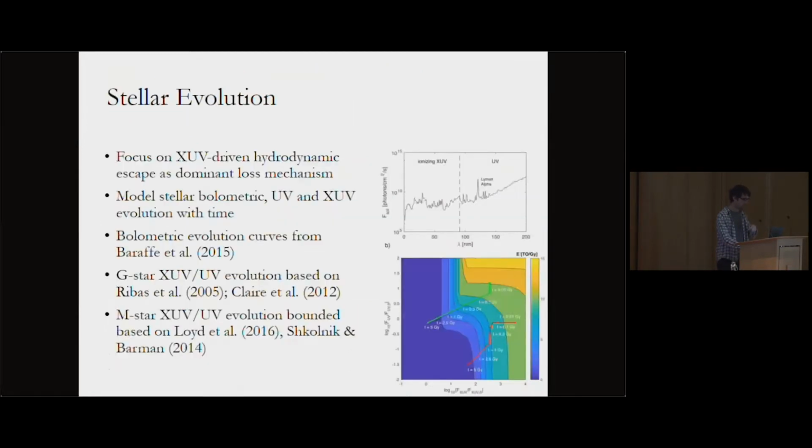So now I want to go through these different components one by one and say in brief terms what we did. The first is the stellar evolution part. We focused on XUV-driven hydrodynamic escape, and for this you need UV and XUV evolution versus time along with the bolometric curves. We use these sources for this information. I will just add that for the M dwarfs in particular, this is a case where more data is still really needed. We did the best that we could, but it's going to be absolutely fantastic when there's harder constraints for a wider range of cases on how XUV and UV evolve as a function of time.